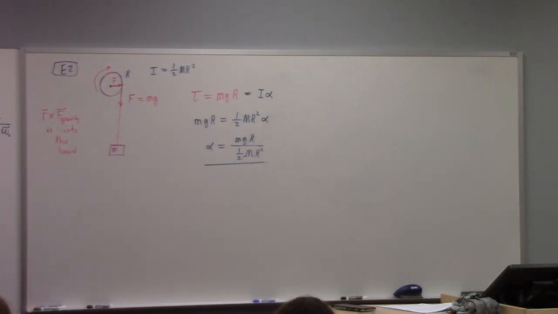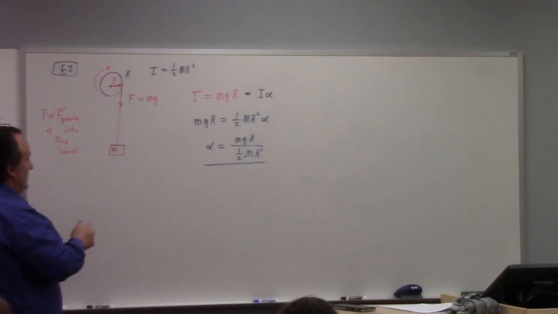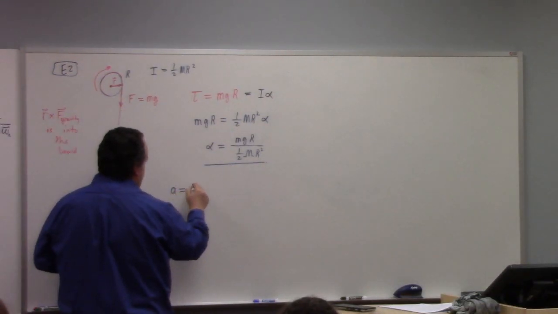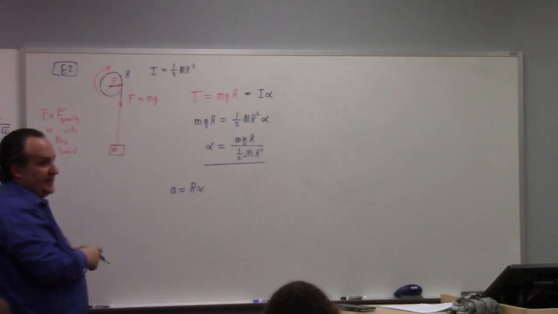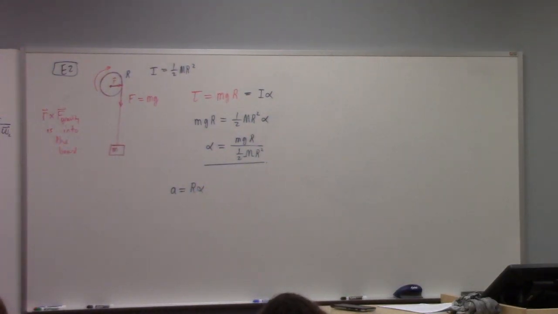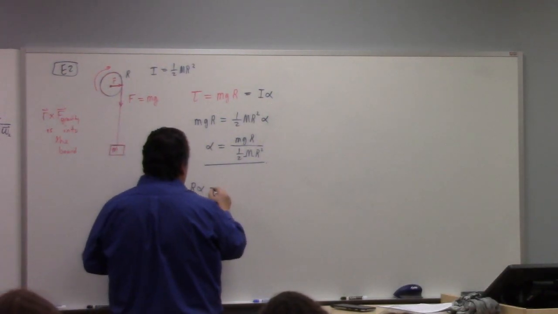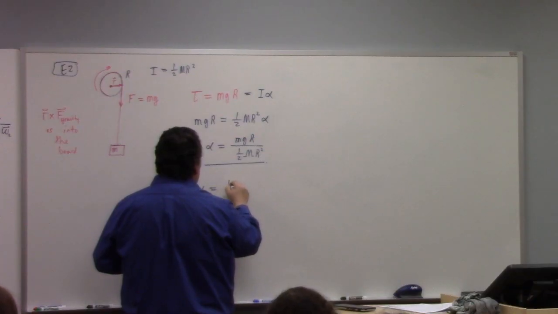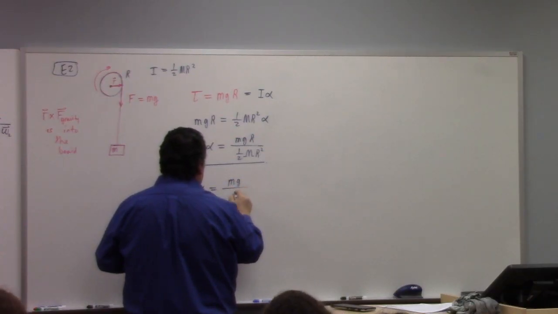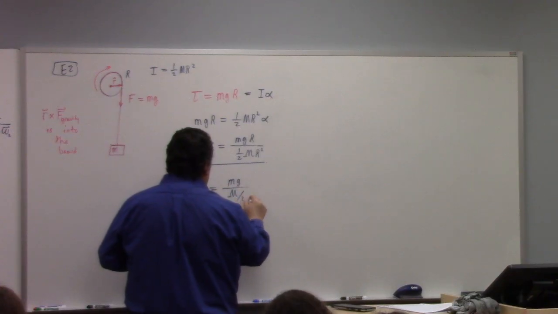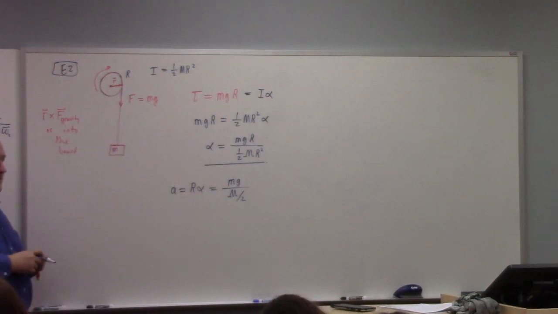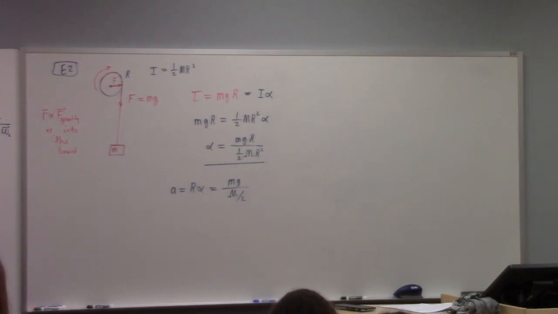What's the actual acceleration, though, of this system? Remember, acceleration is r times alpha in this case. We're assuming that the string is not stretching, so r times alpha gives me the tangential acceleration, which is the acceleration in this context. And that is, of course, going to give me mg over big M over 2, because the r's would be canceling. So for example, if the masses are equal, what happens?